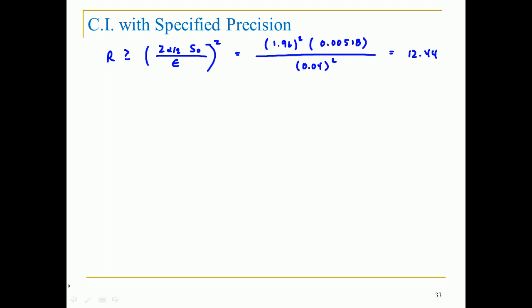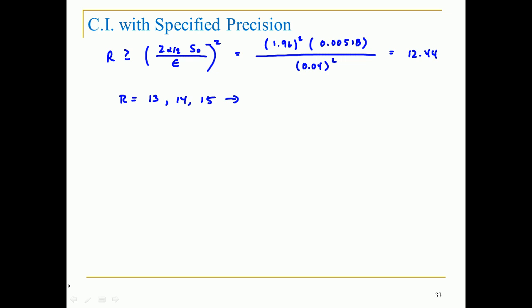Okay? So the number of replications that you're going to need has to be at least 12.44. So that means that your number of replications will start from 13 and up. So that's your bound. You know that at least you're going to need 13, but you don't know how many yet. And that's what we're going to find out next.